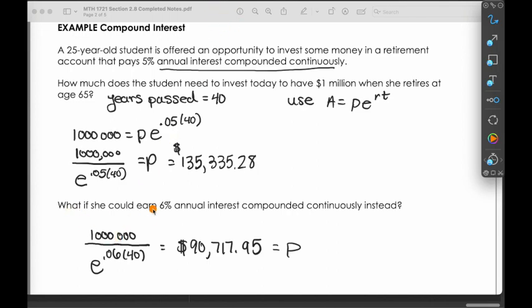Now, if she could earn 6% annual interest compounded continuously instead, what would she need to put in? As this interest rate goes up, she would have to put in less because she earns more interest. So if I do the same thing I did here, but change my 0.05 to 0.06 for that different interest rate, this is the amount that she would have to put in now in order to have $1 million at age 65.